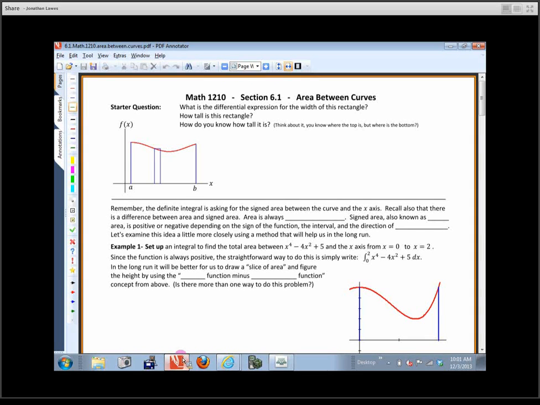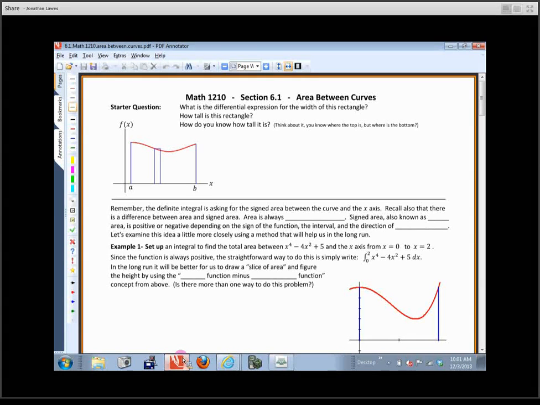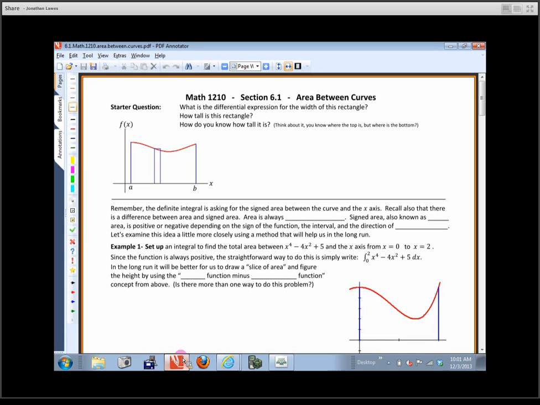This section is in 6.1. It's on the area between curves, which sounds kind of cool. And if you look at the notes, there are some pretty cool problems that we'll do. Like I mentioned a minute ago, the cool part about this is it's very immediately applicable in your 1220 class, because they pick up this class right where we leave off in chapter 6 and start talking about how to find more difficult areas and even volumes.